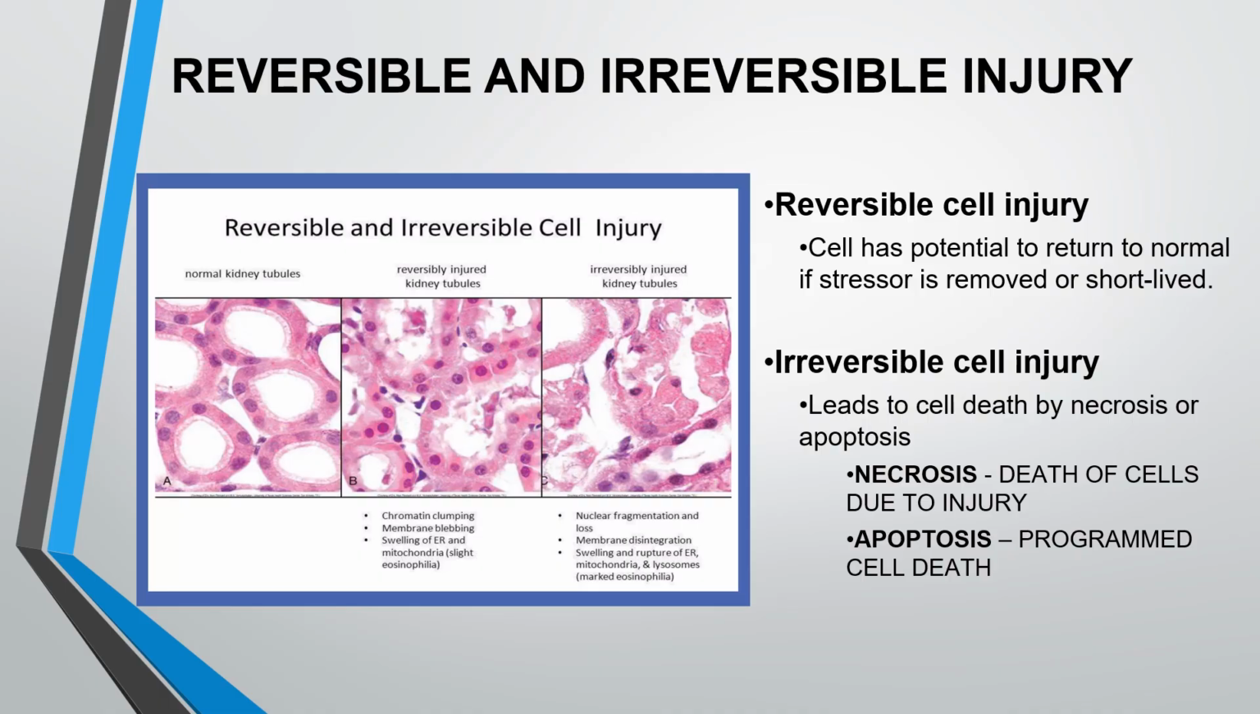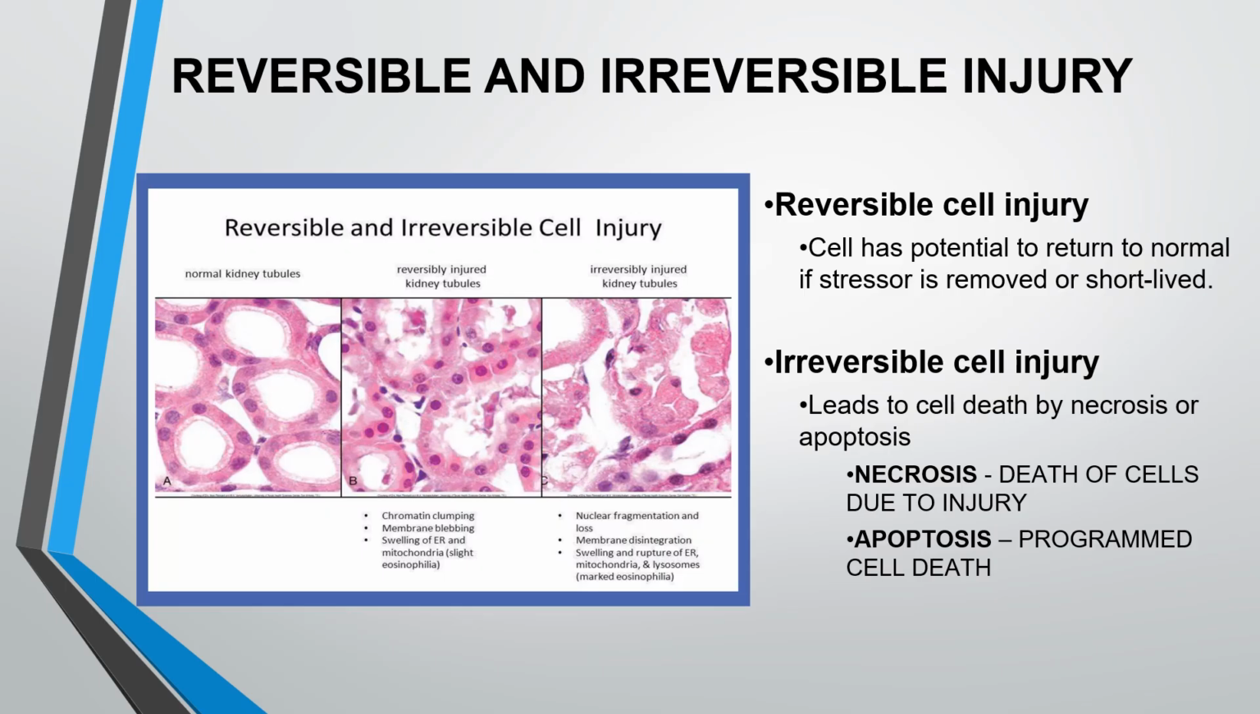This slide is where everything we've talked about so far really comes together. Cells don't usually go from totally fine to dead instantly. There's a window of opportunity where injury can still be reversed if the stressor is removed in time. On the left, you're looking at normal kidney tubules, organized, open lumens, clean nuclear detail. In the middle, reversibly injured cells. These cells are stressed, swollen, and unhappy, but not doomed. You'll notice things like chromatin clumping and membrane blebbing. The key point? The nucleus is still intact.